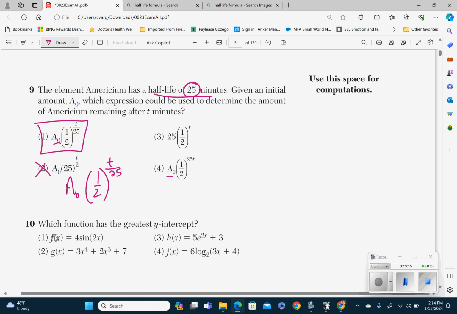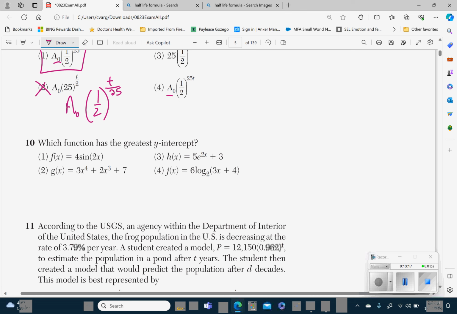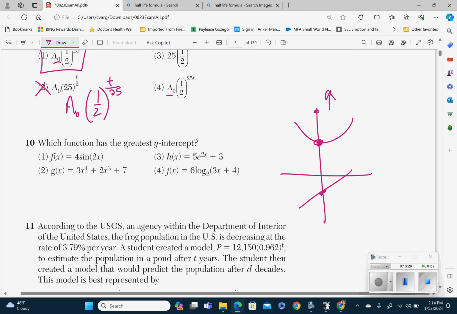Okay. Which function has the greatest y-intercept? So y-intercept is where the graph crosses the y-axis, whether it looks like that or like that. So you're looking to see the greatest one, the one that is higher up. So this is easily graphable. You can graph each of these and see which one has the greatest y-intercept. That specifically happens to be option number 4.